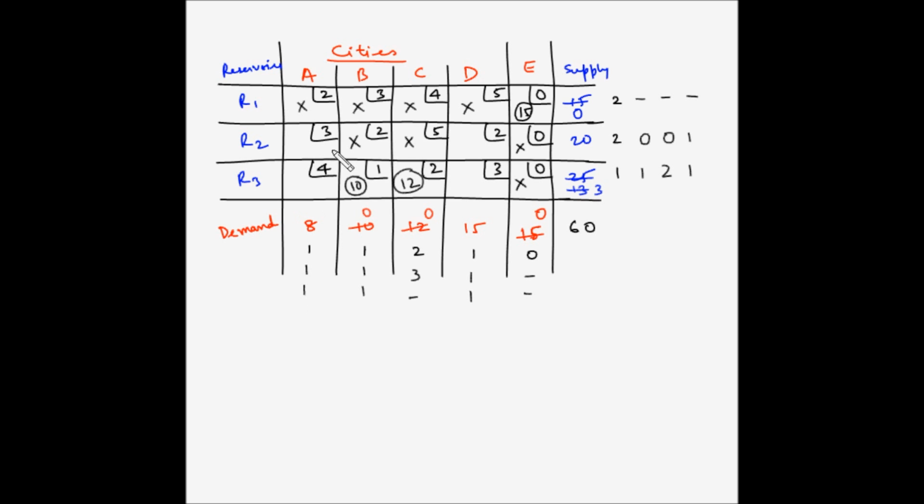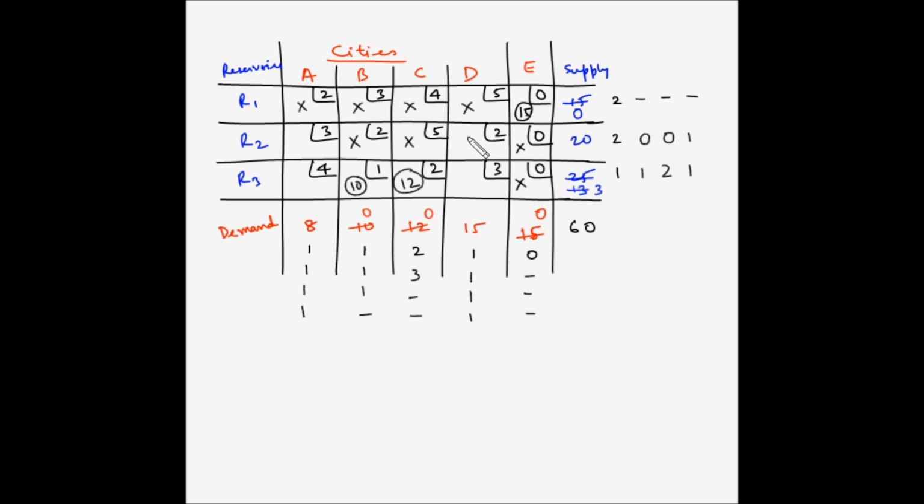So first column, 4 minus 3, 1. Second column we can skip. Third column we can skip. Fourth column, 3 minus 2, 1. And fifth column we can skip. Now we have a tie between R2, R3, column A and column D. So let's try to find out which allocation will give us the maximum benefit. So of course, D and R2 will give us the lowest cost, which is 2 units. So let's select R2 arbitrarily.